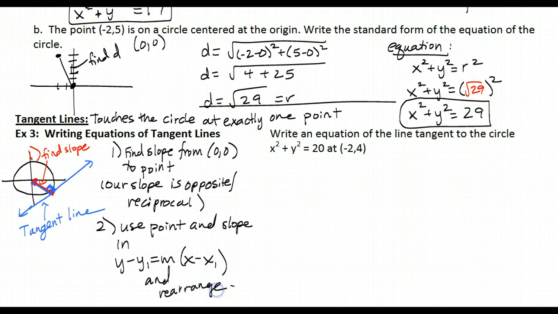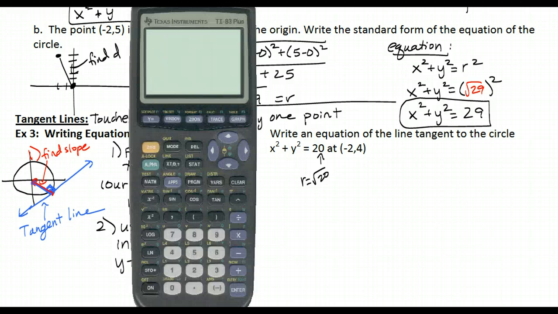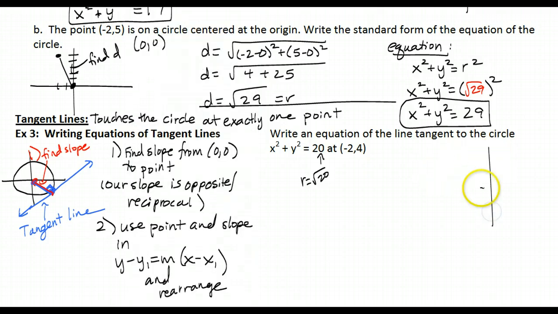So here's an example. I want to write the equation of the line tangent to the circle x squared plus y squared equals 20 at (-2, 4). Let's just think about this for a second. First of all, the radius is the square root of 20, which is approximately 4.5. So I'm just going to draw a little picture.